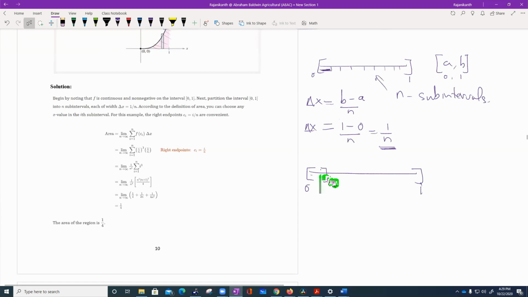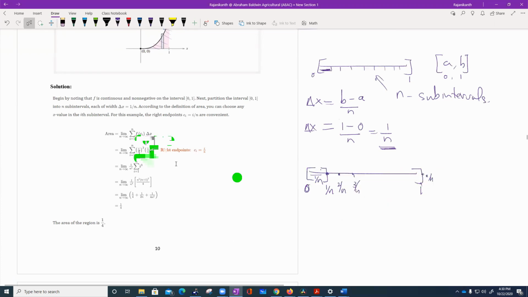Now, if you take the first subinterval, you see the length is 1 over n, right? If the length is 1 over n and you are starting with 0, this point should be 1 over n. The next point should be 2 over n, 3 over n, and so on. So the last point should be n over n, which is 1. So in between, you will have n subintervals, right?